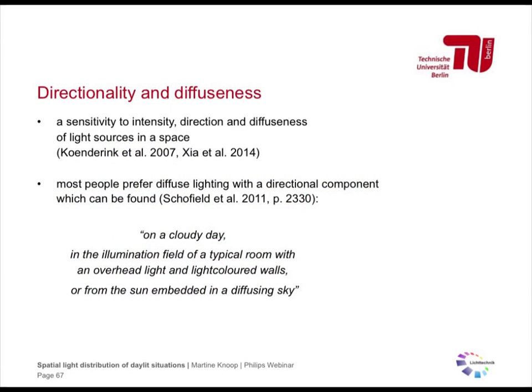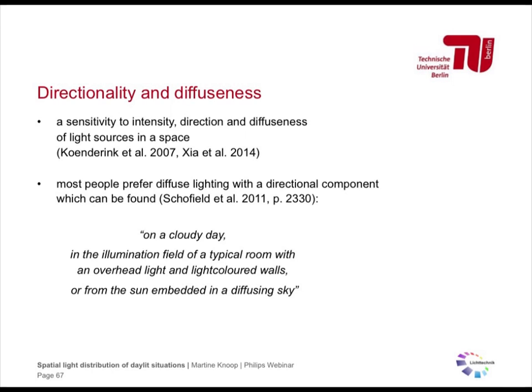As I already said, the overcast sky has a directionality because of the position of the window, but it also has diffuse lighting in it. If you would ask people if daylight enters the room, do you have harsh shadow? Most people will say if it's light from the overcast sky, it will be more diffuse light than directional light. And it was research done by Koenderink, who's from the Netherlands, into the sensitivity of people towards lighting, and they already indicate that we have a sensitivity for intensity, direction, and diffuseness of light sources in a space.